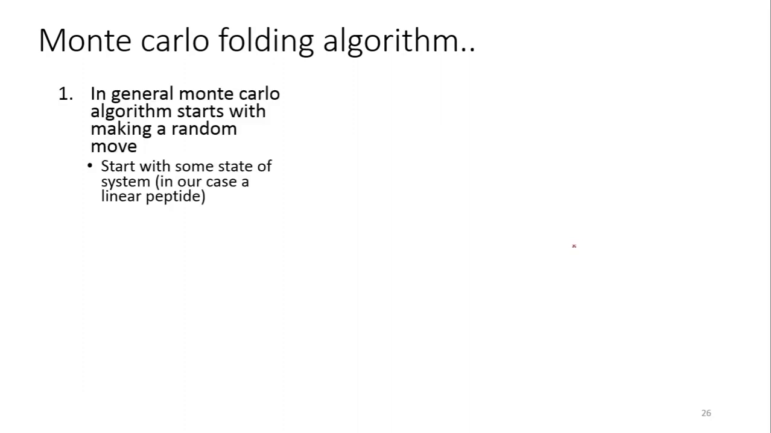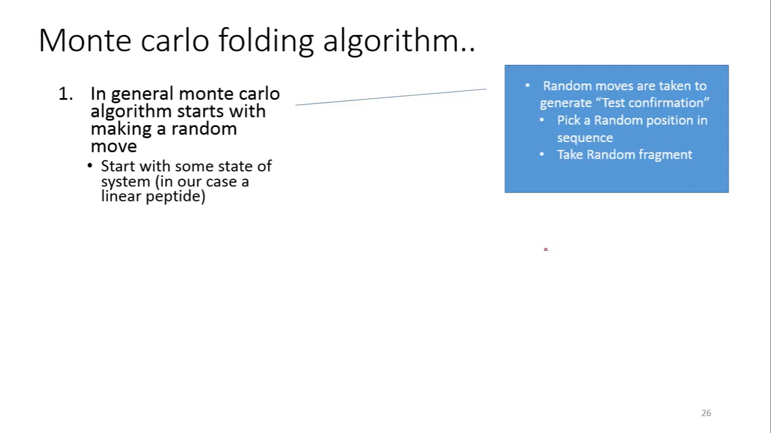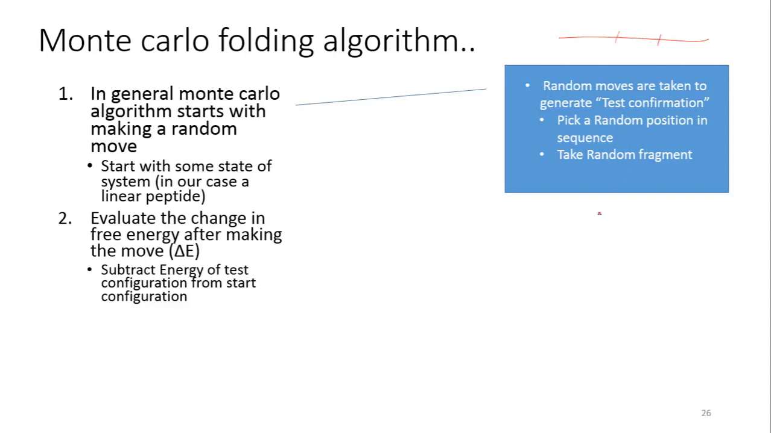In general, your Monte Carlo algorithm starts with making a random move. We take those random moves to generate what is called the test conformer. We pick some random position in your sequence and take a random fragment from a pre-calculated library. After we take that random move, we end up in some conformer. In the next step, you evaluate the change in free energy after making that random move. How do we calculate this change in free energy? We calculate it by subtracting the energy of the test configuration from your starting configuration.